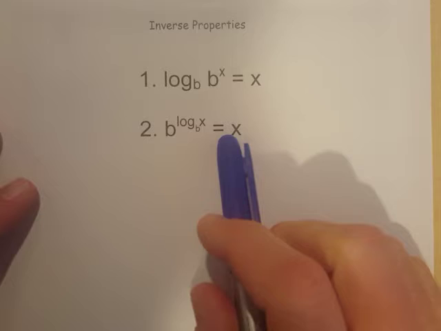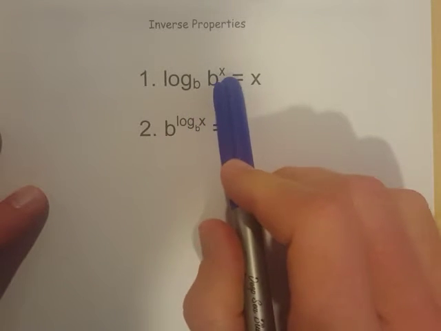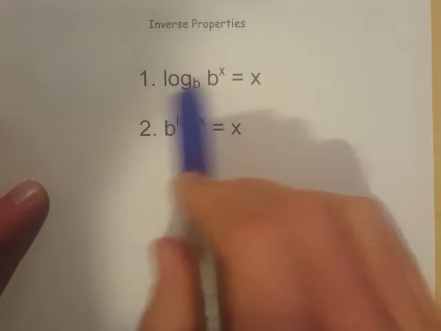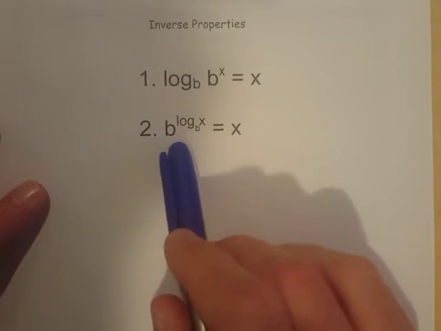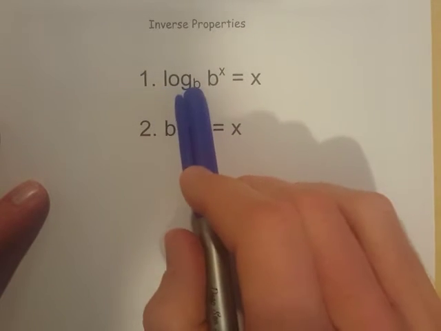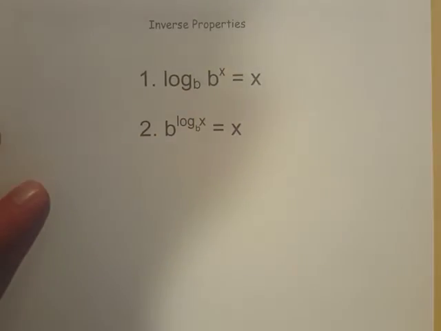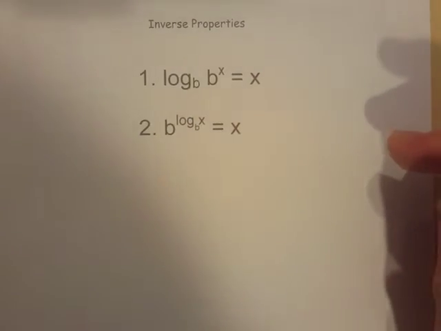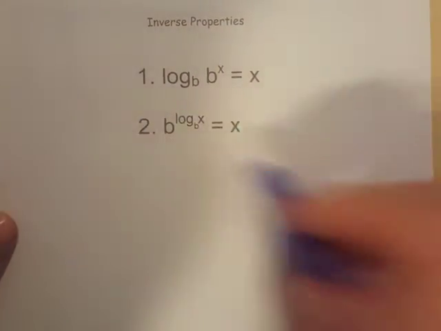So here are the inverse properties. Basically, a log and an exponential expression of the same base undo each other. We looked at this one in an earlier section, but now we can also combine it this way: log base b of b to the x. Those cancel each other out and we just get x out of each one. So we're going to be looking to eliminate certain pieces in an equation with these properties.